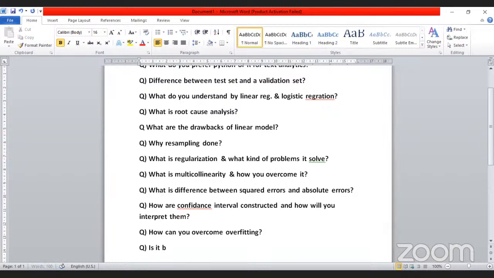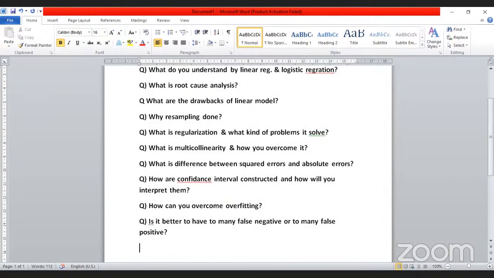Is it better to have too many false negatives or too many false positives? Okay. Try to give an answer to this question. Which are you going to prefer? Too many false negative rates or too many false positive rates, meaning you're okay with that.